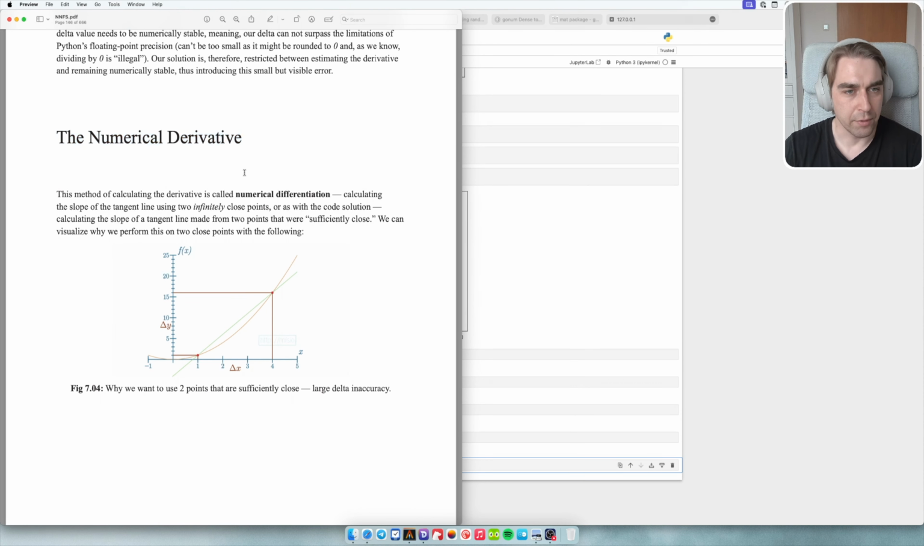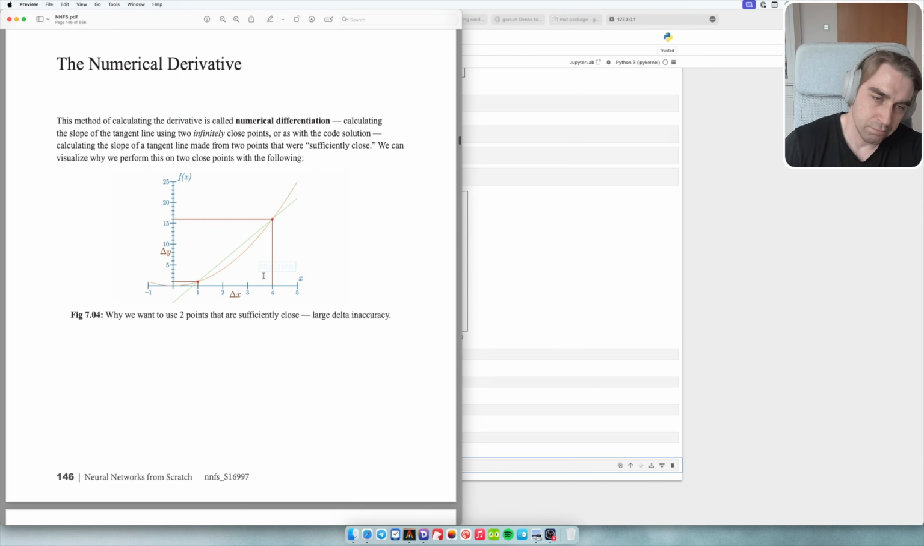The numerical derivative. It might look like, for some reason, this all doesn't sound interesting, or maybe sounds boring, but this is an important concept to understand, and we'll see why. This method of calculating the derivative is called numerical differentiation.